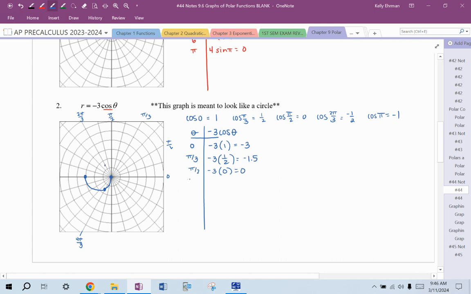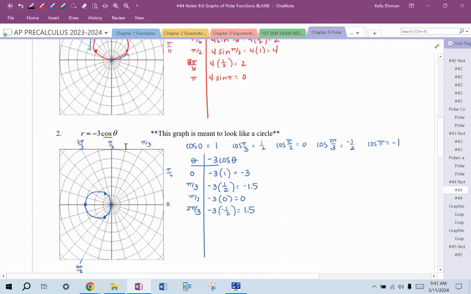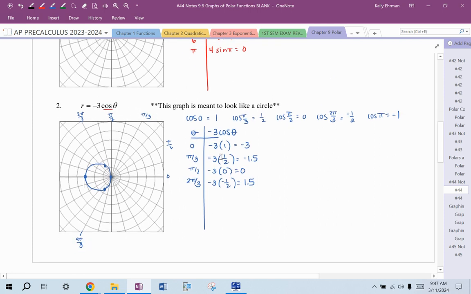But I can also just plug the number in and see. Plug in 2 pi over 3. You get negative 3 times negative 1/2, which is positive 1.5. So face 2 pi over 3 and go forward 1.5. Again, that point is symmetric to the one that's below it. So this graph continues up and kind of finishes like this. That looks a little more circular than my first one. Not every graph we do is a circle. A lot of the graphs, if they have more complicated equations, if they have a number with a theta or something being added or subtracted, you'll get a different shape.